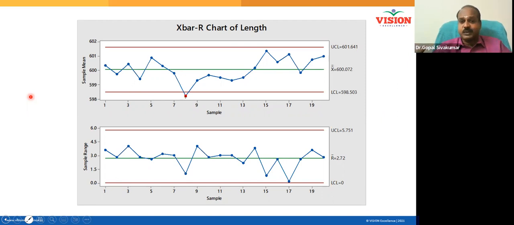That's all. This is why you need to always monitor two things. One is central tendency, another one is variation. In this case, the R chart and the X bar chart. Hope it is clear to all of you.